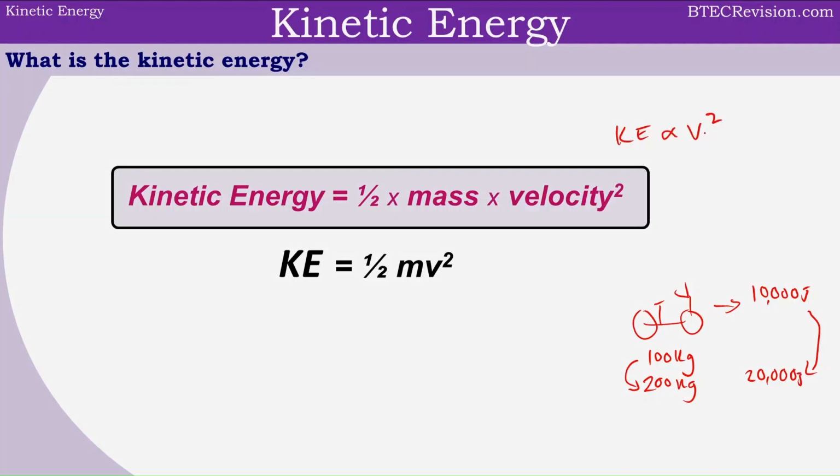If you double the velocity, the kinetic energy is going to double squared, so increase by 4 times. If we triple velocity, so if velocity goes up 3 times, then the kinetic energy is going to 3 squared, so that's 9 times it's going to increase. The unit is joules for kinetic energy, and we can use kilograms for mass, and velocity is measured in meters per second.